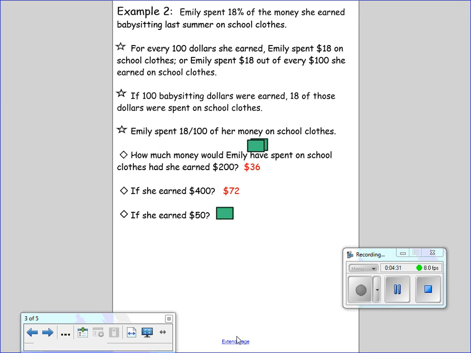Let's do another one. Out of $50, so let's take a look here. We got 18 out of 100. Now we're going out of 50. So we're not multiplying. Right here we have to divide. We have to get 100 to 50, so divided by 2. 18 divided by 2 gives me 9. $9 is what she would spend out of 50 bucks.